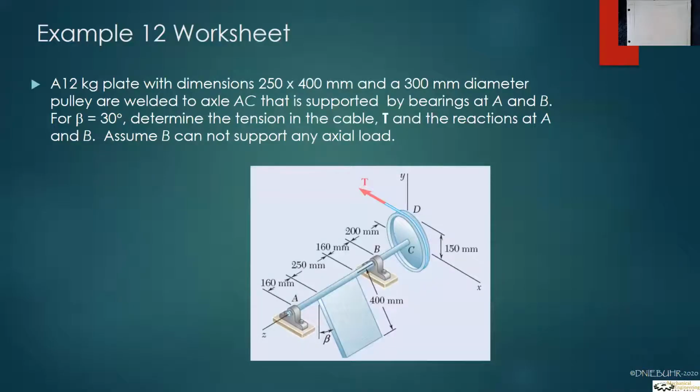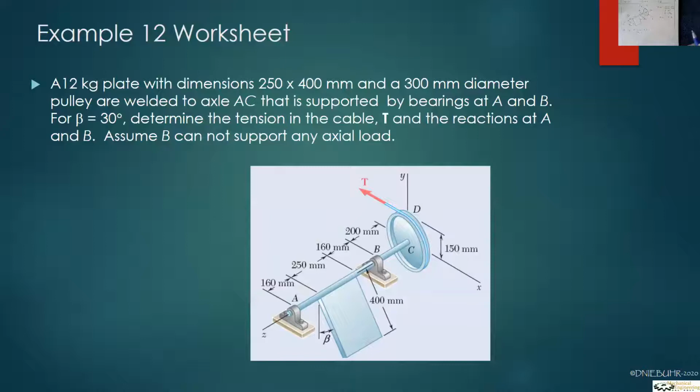So this is from the example worksheet. So hopefully you downloaded that. That's posted on Polylearn. So here we have this 12 kilogram plate that's sitting at an angle of 30 degrees. And there's the relative distances for each. And what we want to determine are the reactions at A, the reactions at B, and that tension T.